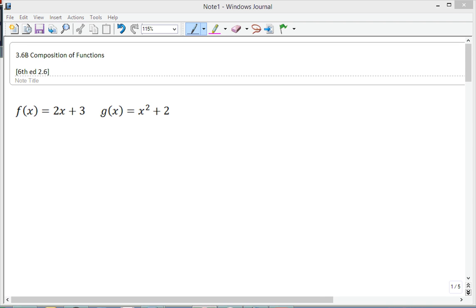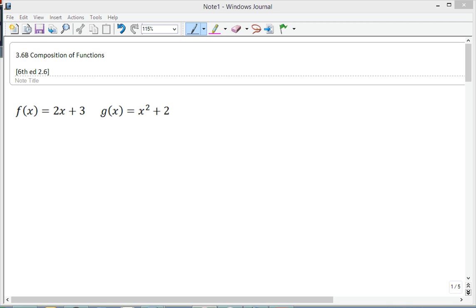Okay, this is the second video from 3.6, 2.6 in the 6th edition, and it's about the composition of functions. So this is the other way that we can combine functions. Previously we did adding, subtracting, multiplying, dividing, and now we're going to do what we call composition of functions.